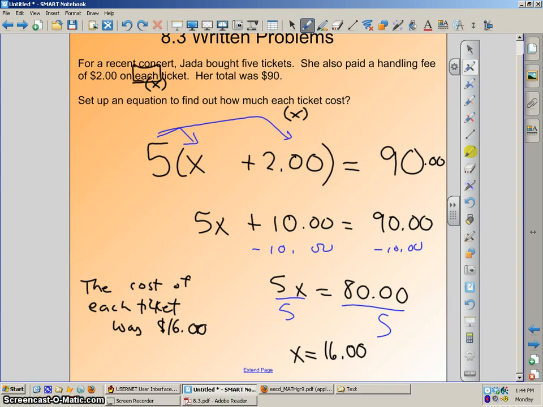Is it each ticket, or is it a flat rate? And if it's a flat rate, we would just only include it once, like so. So 5 per ticket plus the $2 one-time fee. However, in this case, it's a per ticket charge, so we have to include it in the 5 times as well. So I hope that's been helpful with some written problems in section 8.3. Good.